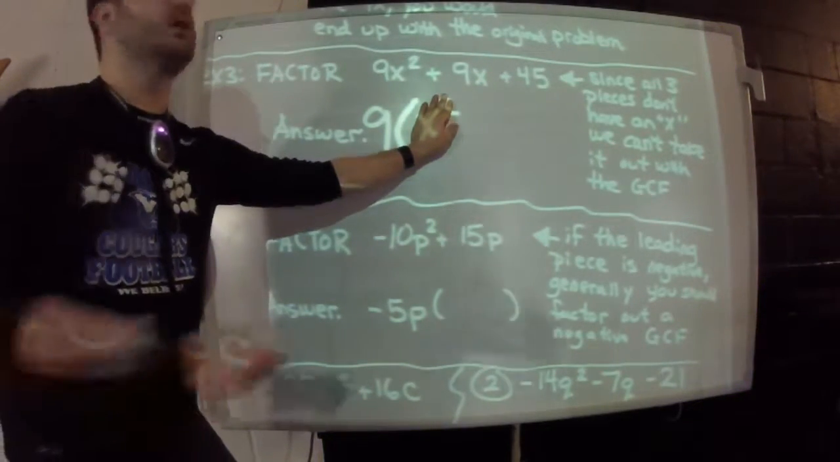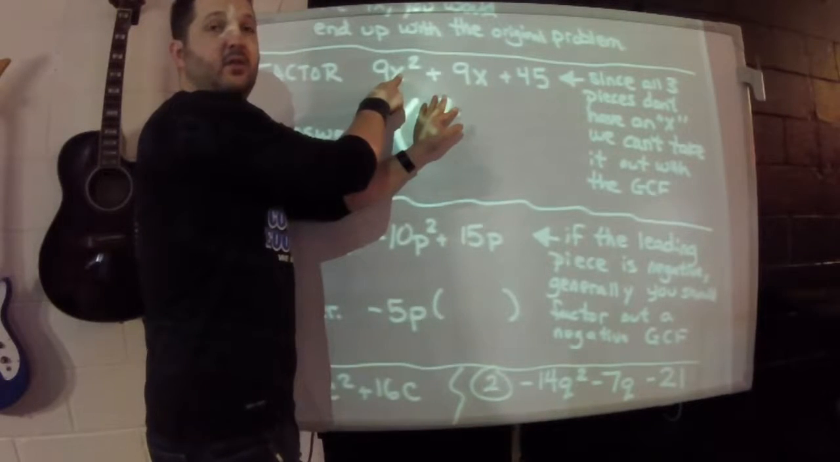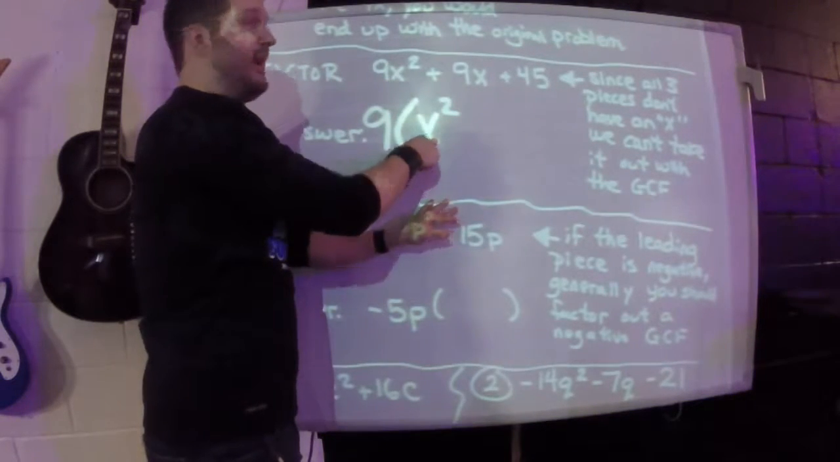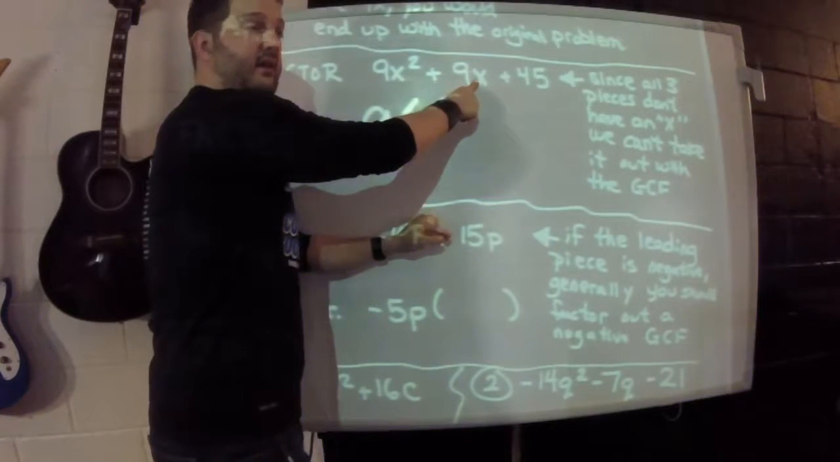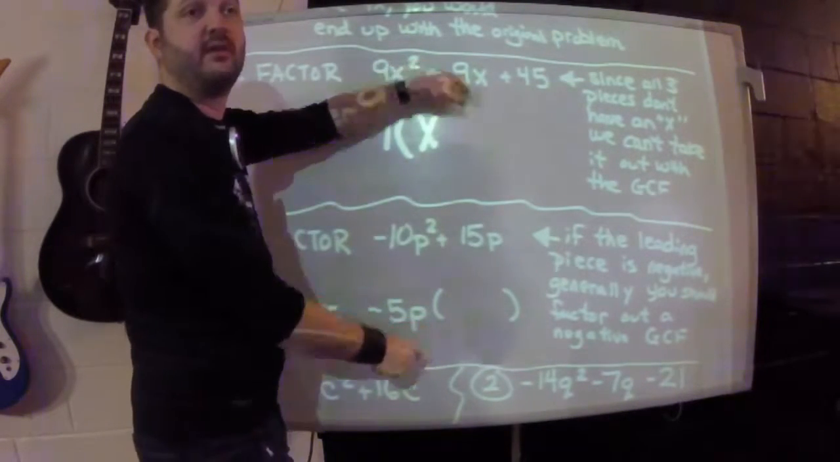Now we're looking right here and going, okay, first piece, if I take a 9 off, what's left? X squared. Now the second piece, if I take a 9 off, plus, not plus 9, plus x. I'm taking the 9 off, so just plus x.